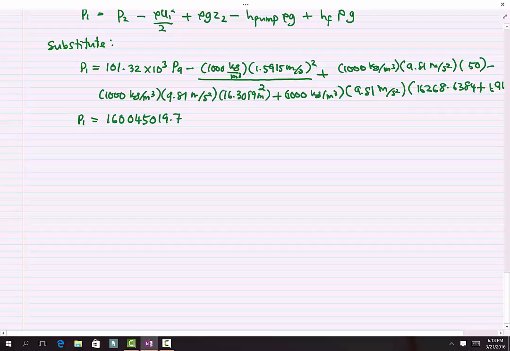So P1 is equal to 160,045,019.7 Newton per meter square or Pascal, or equal to 160.05 megapascal. So you have already solved this question.